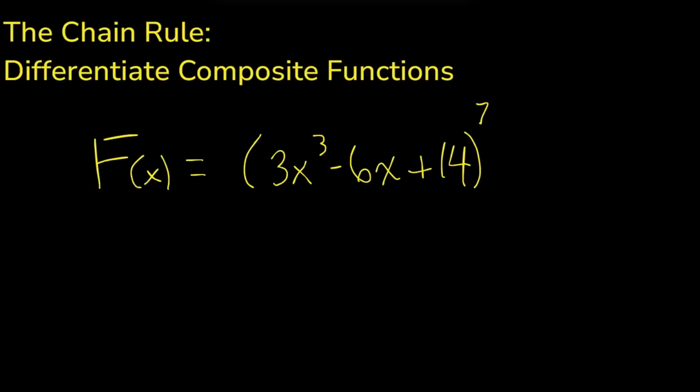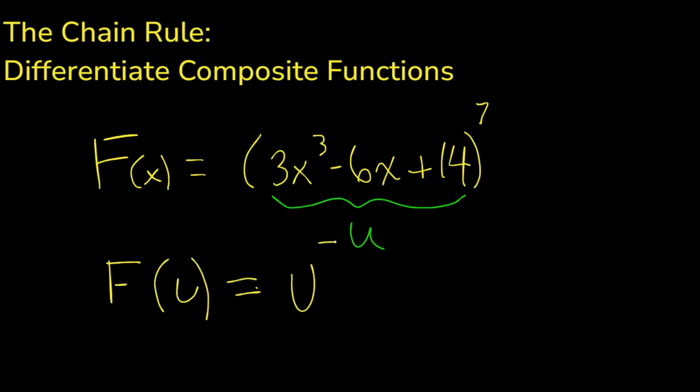So when we talk about the chain rule, this is primarily talking about differentiating composite functions. That's where you have one function inside of another function. So if we look at this function, the inside is the 3x cubed minus 6x plus 14. We could call that u. We could rewrite this function as f of u equals u to the 7th.